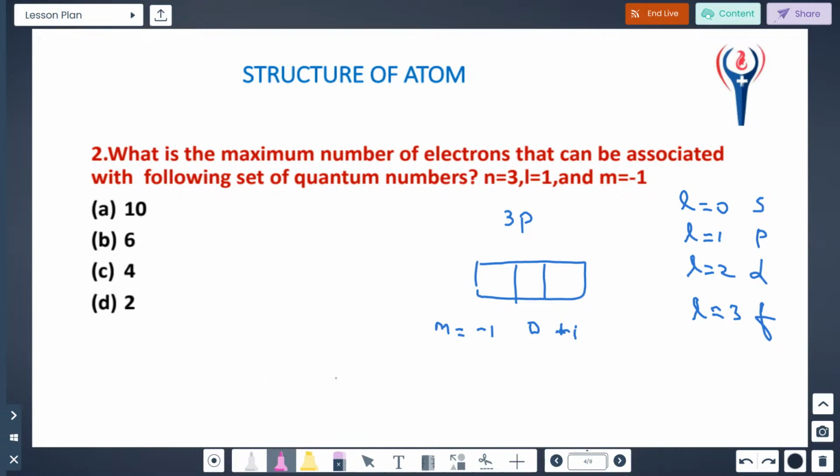Each and every orbital has 2 electrons. So M is equal to -1 has 2 electrons, M is equal to 0 has 2 electrons, M is equal to +1 has 2 electrons. They mentioned M is equal to -1, so we have only 2 electrons. So option D is the correct answer. Next one.